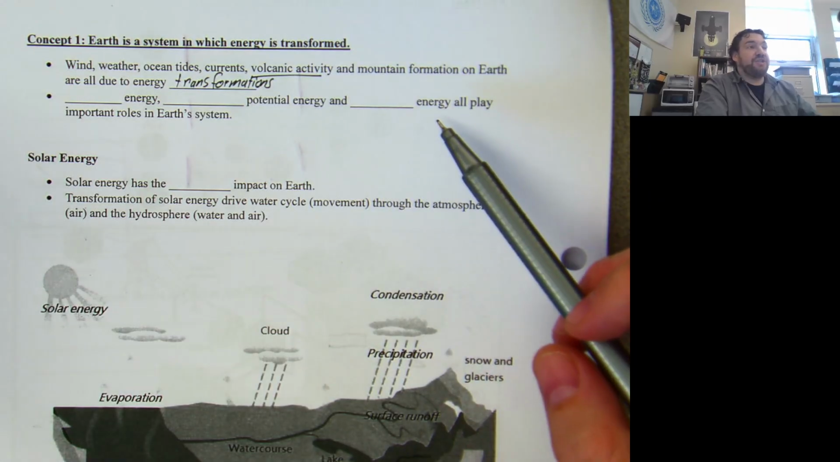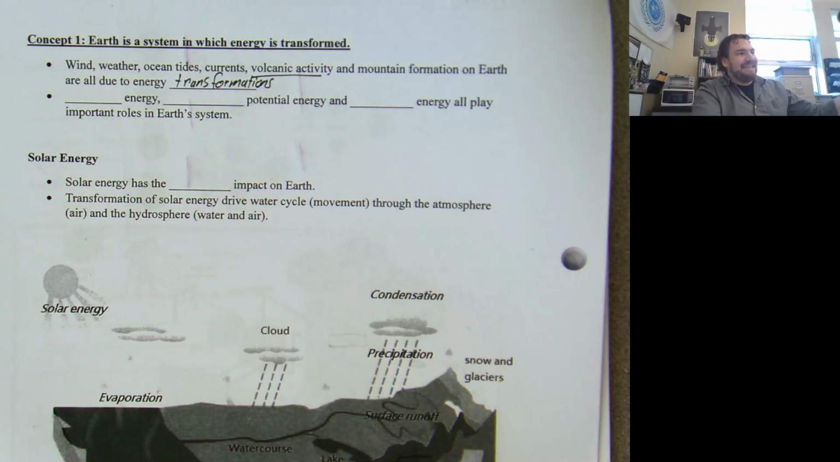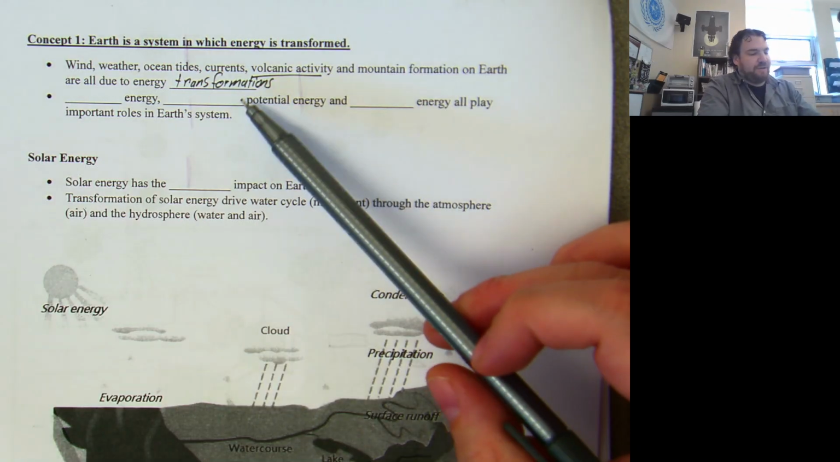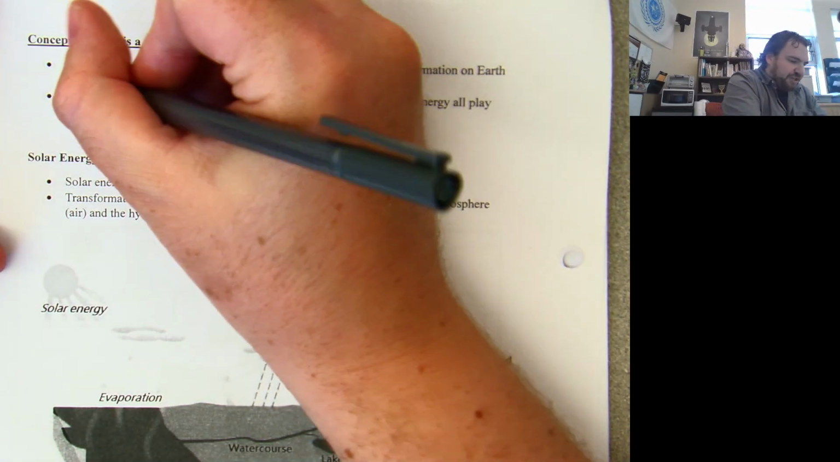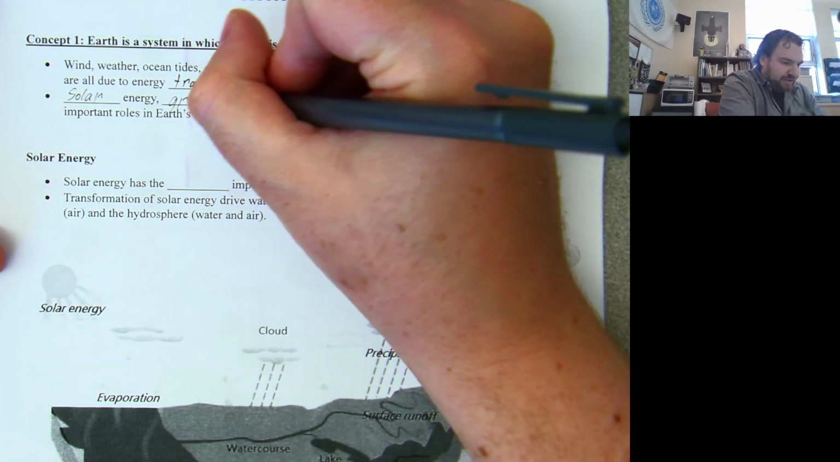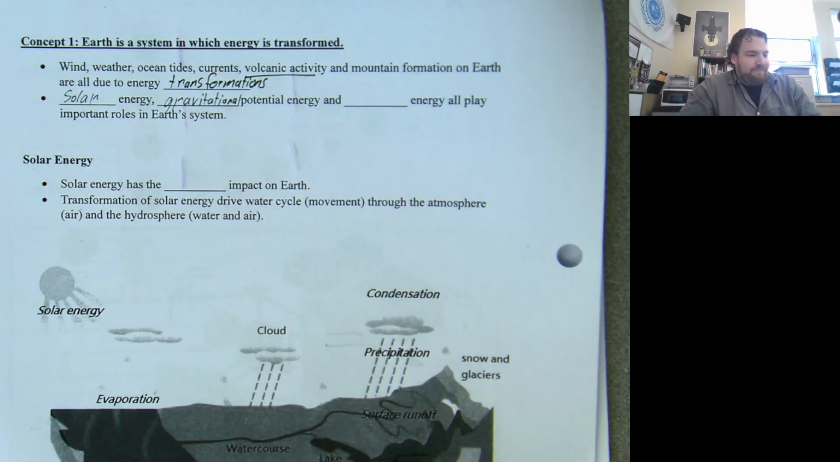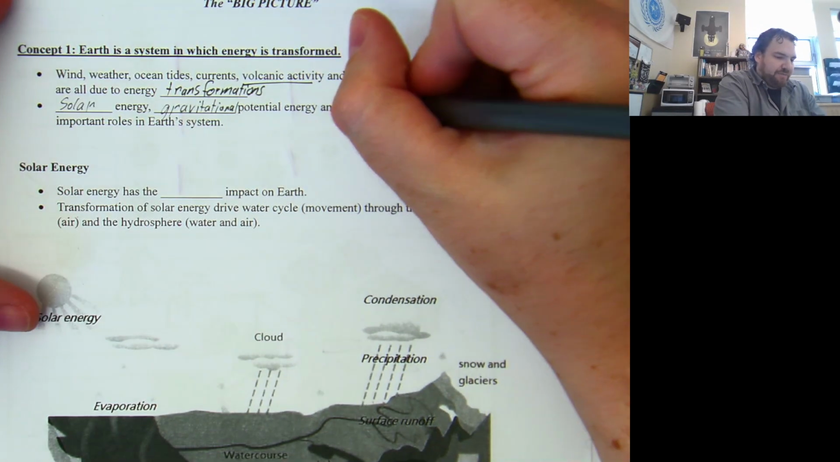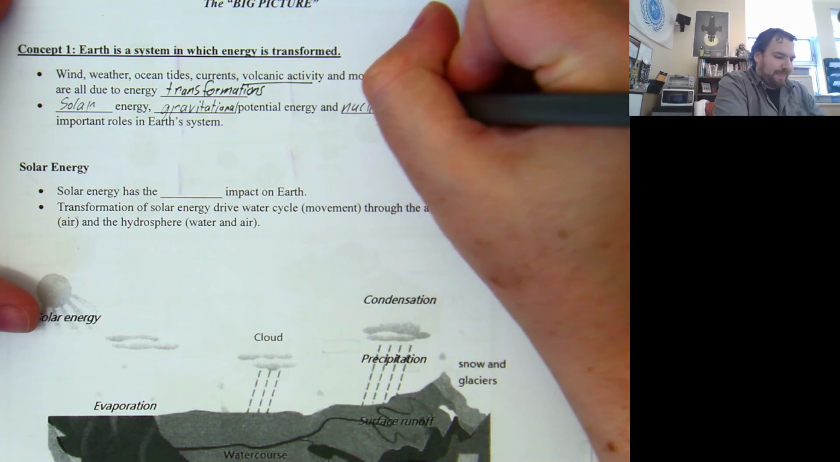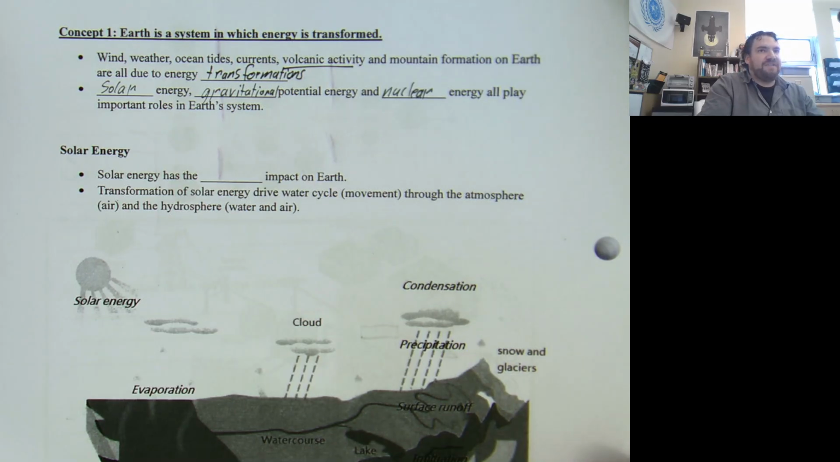Volcanic activity and mountain formation are due in part to large amounts of radioactive material inside the Earth. So, all of these things are due to energy transformations: solar energy, wind and weather, gravitational potential energy, and nuclear energy. All play important roles in Earth's system. All stuff that we've talked about.